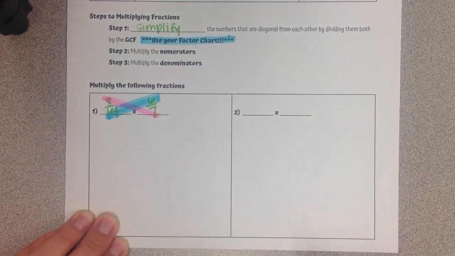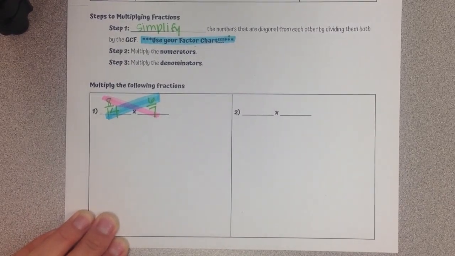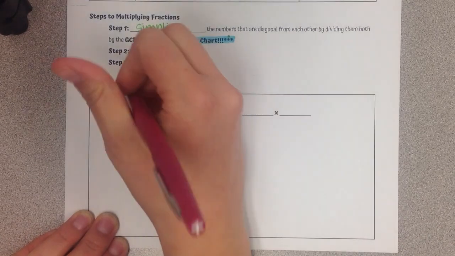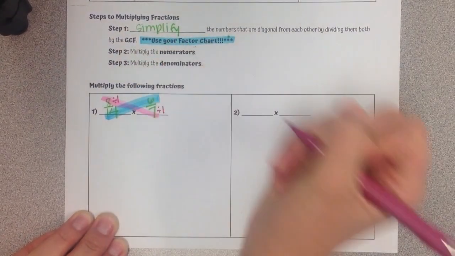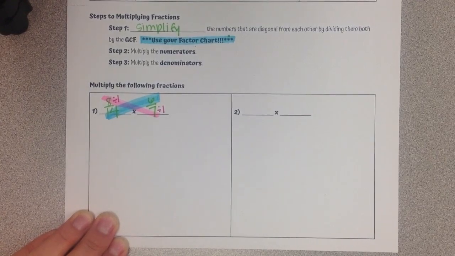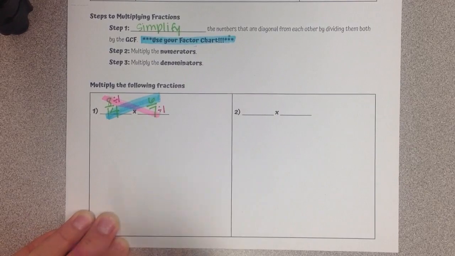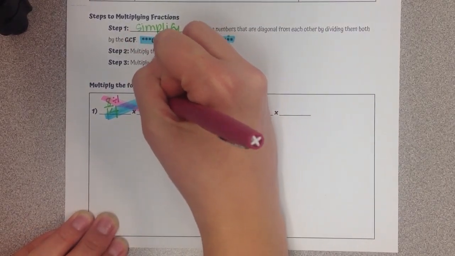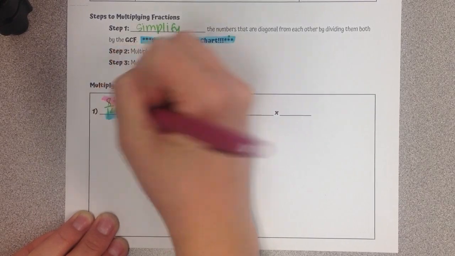Okay, so I'm going to use my factor chart. I'm going to look at 8 and 7. When I look at both 8 and 7, I can see that their greatest common factor is 1. So I'm going to be dividing by 1. When I check my factor chart and look at 6 and 14, I can see that my GCF is 2, which means I'm going to be dividing both of them by 2.